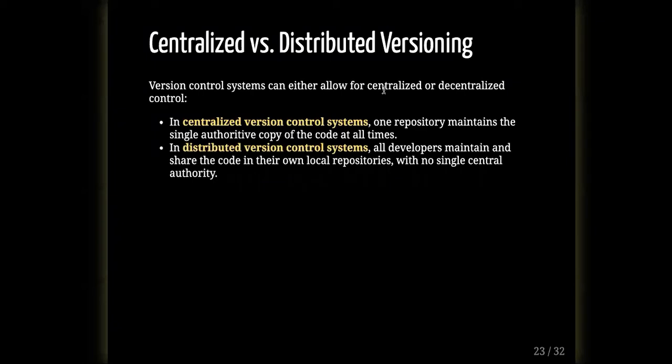In a distributed version control system, as is Git, you have no idea built into the platform, no idea built into Git, of which is the authoritative version of the code, the one that everybody should say is the right one.